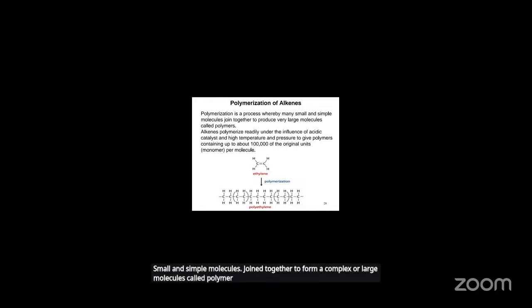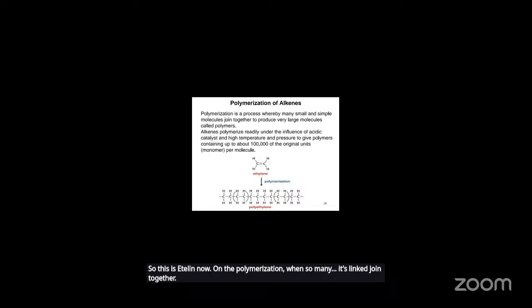Remember, it's a process. Polymerization is a process where small and simple molecules join together to form complex or large molecules called polymers. So when you're talking about small and simple molecules, you bracket monomers. They join together to form very large molecules called polymers. That's where we have our polyethylene. So this is ethylene now. Under polymerization, when so many ethylene molecules join together, they are going to form polyethylene.